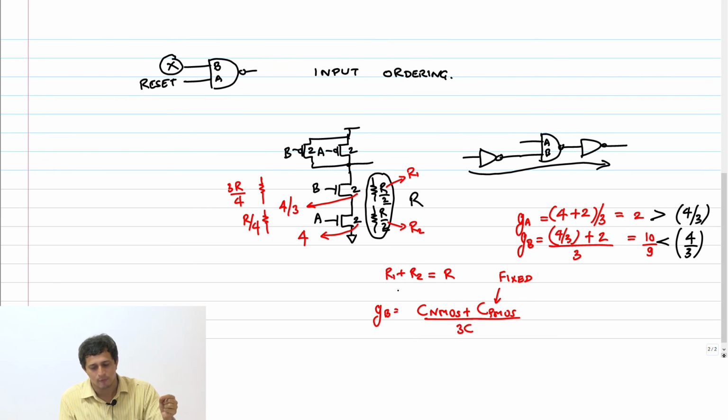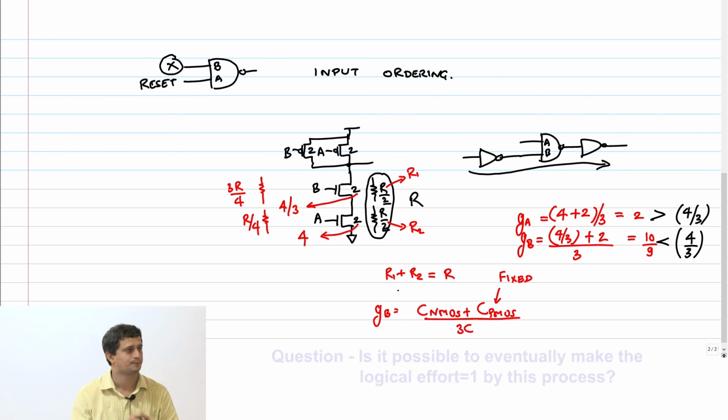You're right that because I've made it 4 by 3, and not 2, the resistance of that transistor has gone up. But the resistance of the bottom transistor has come down now. So what is slightly counterintuitive is that the resistance of the guy you are trying to reduce the logical effort for is actually going up. The resistance of that guy is not coming down, it's actually going up because I am reducing the capacitance, right? So it doesn't matter if the resistance of that guy goes up as long as another transistor on the stack is able to compensate for it.